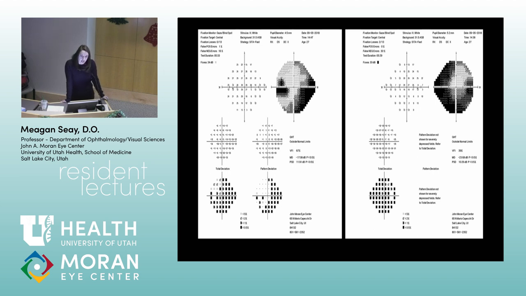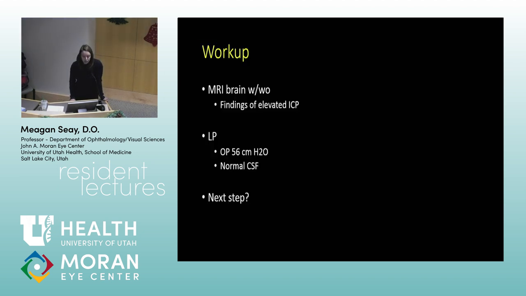In general, contrast for MRI is controversial in pregnancy, so some places won't do it, other places will. Without a real indication for contrast, like in this case, you could probably do it without contrast. So she had a brain MRI, which was normal. I'm pretty sure it was without contrast, but I don't remember. It did have findings of elevated intracranial pressure, which include, shout out those findings. Findings in the globes, empty sella. And she had a lumbar puncture with an opening pressure of 56, but otherwise normal CSF. So what's your next step at this point?